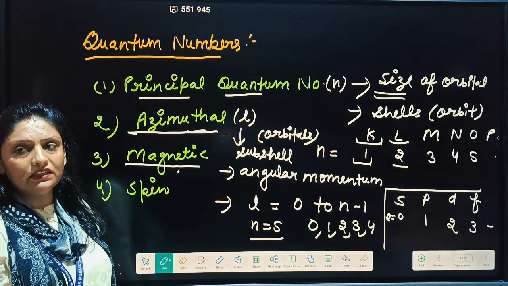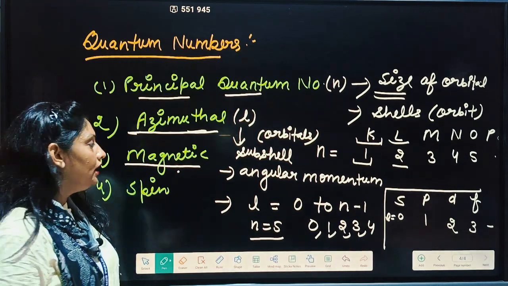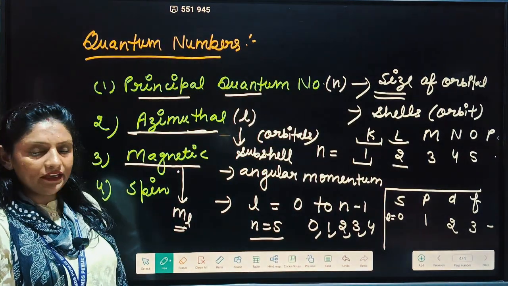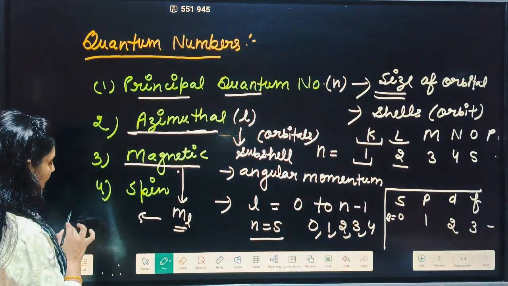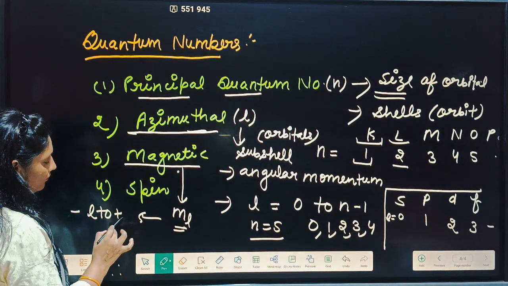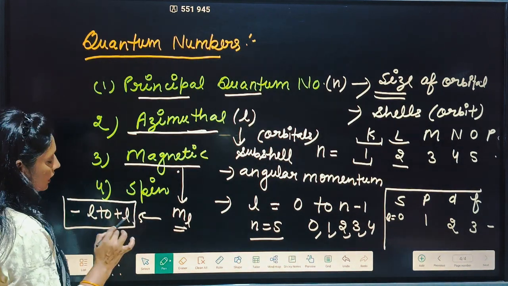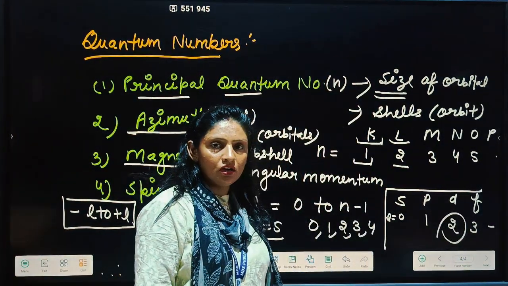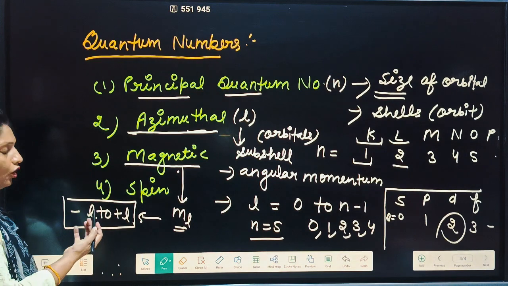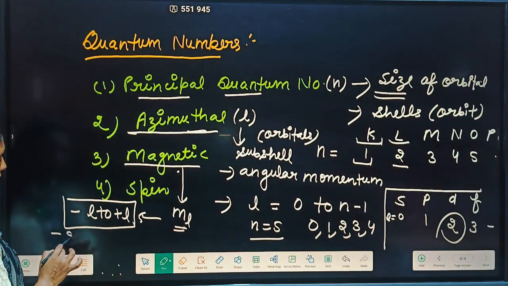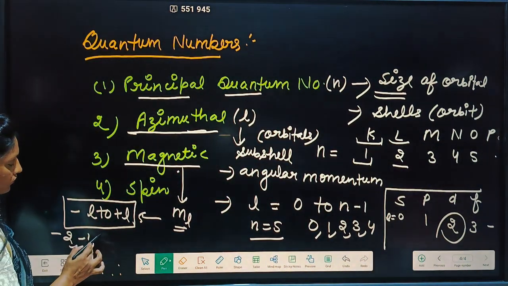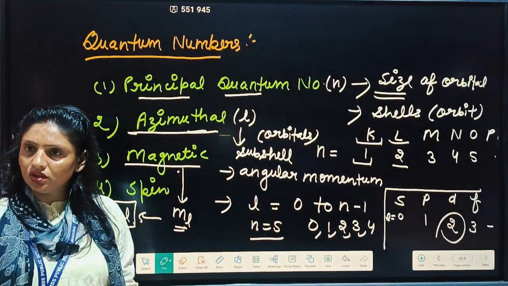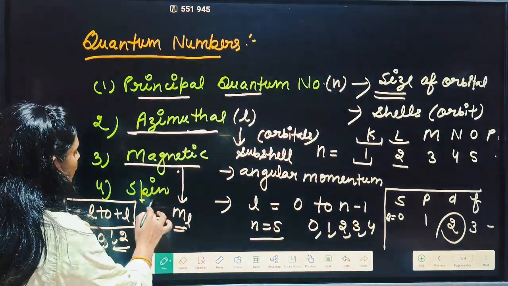The magnetic quantum number tells us about the orientation. It is represented by ml. Its value may lie from minus l to plus l. Like students, if I consider the value of l is 2, then the value of ml may be minus 2, minus 1, 0, 1, 2 in this way. Clear or not? Yes. Then students, the spin quantum number.